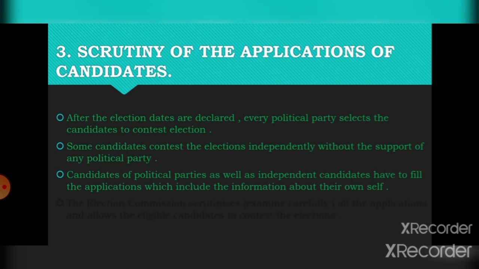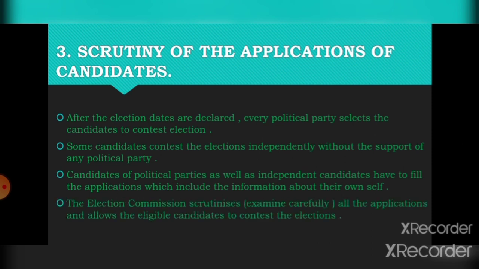The candidates of political parties as well as independent candidates have to fill the application which includes information about themselves. So they need to give valid information about themselves while contesting the election. The election commission scrutinizes, examines carefully all the applicants and allows the eligible candidates to contest the election. So the election commission makes sure that the candidate has no criminal background. Okay, he has a clean sheet, he has nothing to do with corruption.